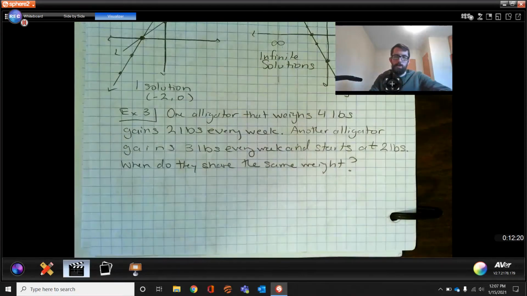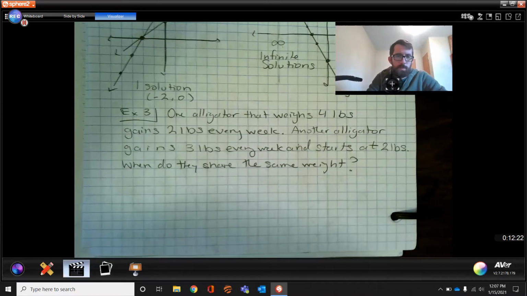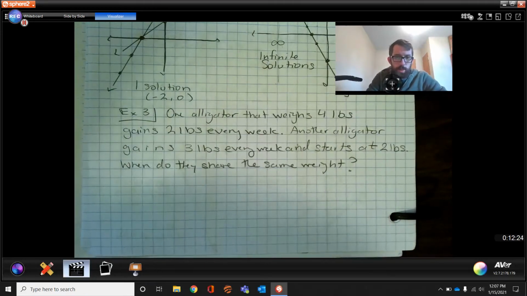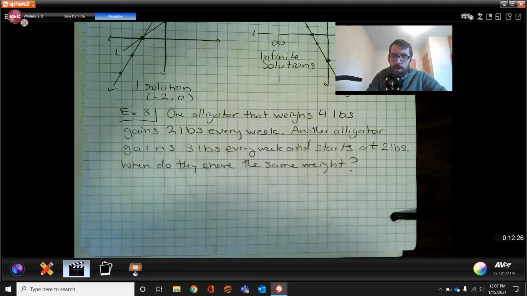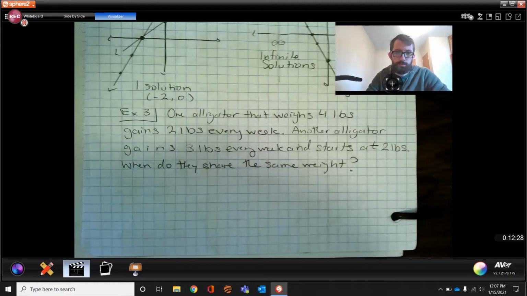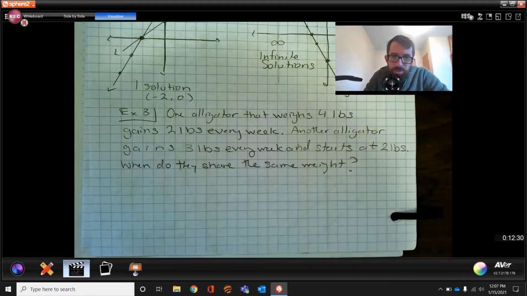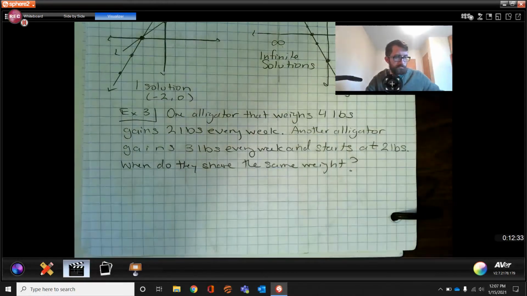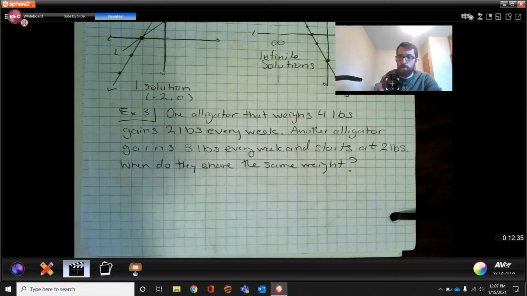One alligator that weighs 4 pounds gains 2 pounds every week. Another alligator gains 3 pounds every week and starts at 2 pounds. And we want to find when do they share the same weight. And we'll even want to find what that weight is.